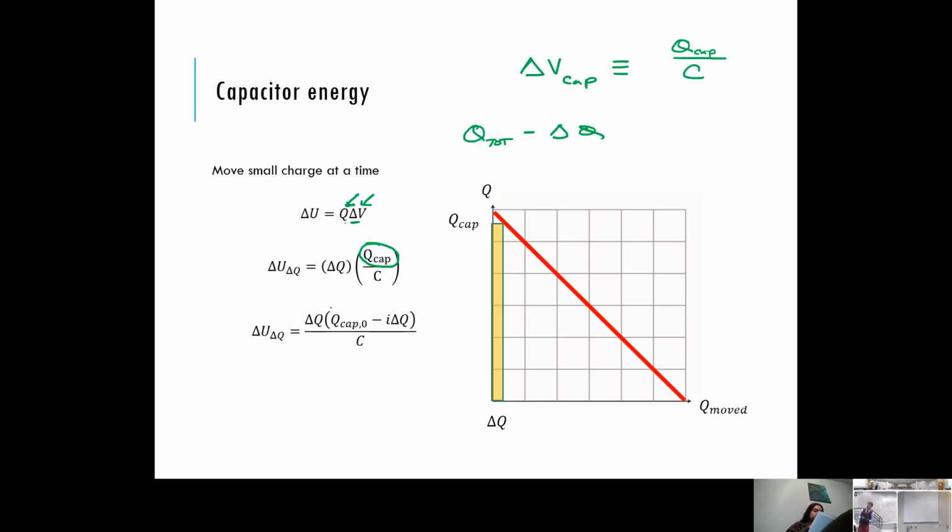So I'm saying the initial charge on the capacitor minus, I put an I here, which is probably a bad choice, but I mean I to mean the number of moves. In other words, how many times have I plucked a charge from the top thing to the bottom?